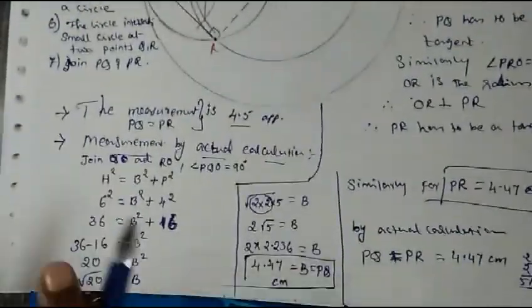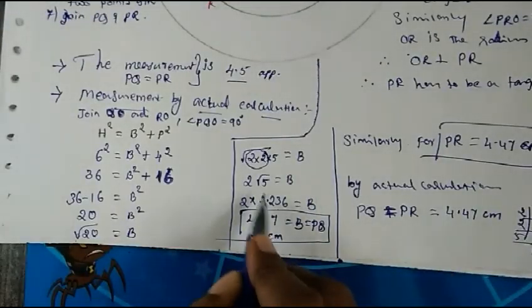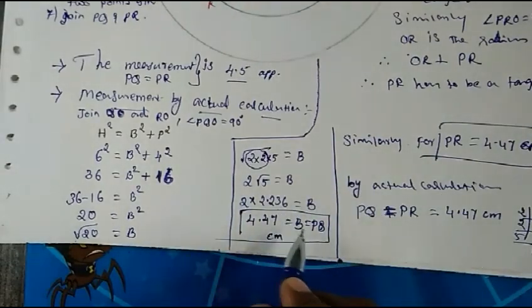And for measurement, you have to use the Pythagoras theorem and find out. If you don't know the value of this, you can just leave it. Not many marks will be cut. So don't worry. That's it.